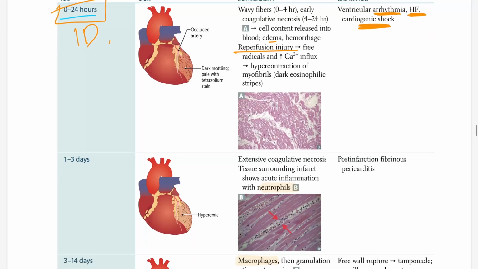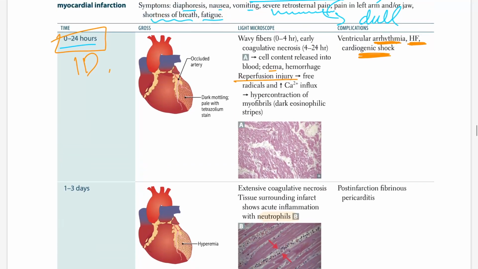So now, actually look at this picture A. We didn't look at it. This is cell content released into the blood. So the cell contents are released into the blood, and you will see coagulative necrosis in picture A.